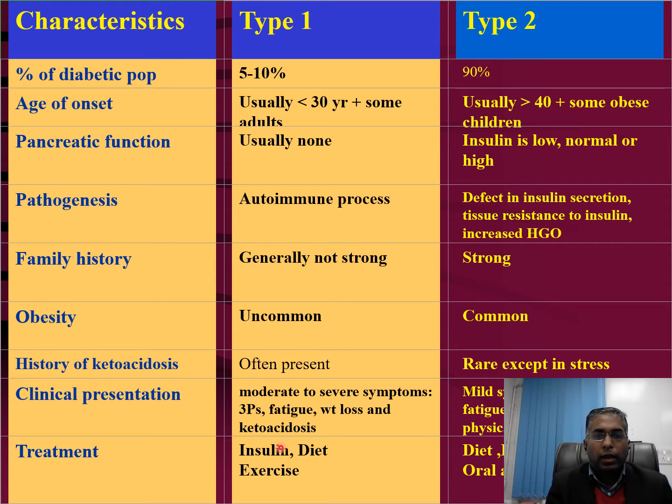type 1. Clinically, type 1 diabetes presents with moderate to severe symptoms: polydipsia, polyuria, polyphagia, fatigue, weight loss, and ketoacidosis. The treatment is mainly insulin, diet, and exercise in case of type 1, while dietary modification, exercise, and oral anti-diabetic drugs are the mainstay of treatment in type 2 diabetes mellitus.